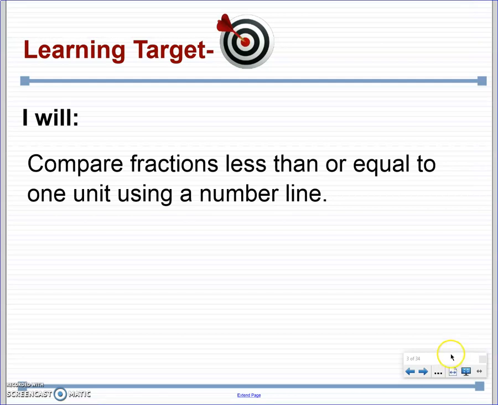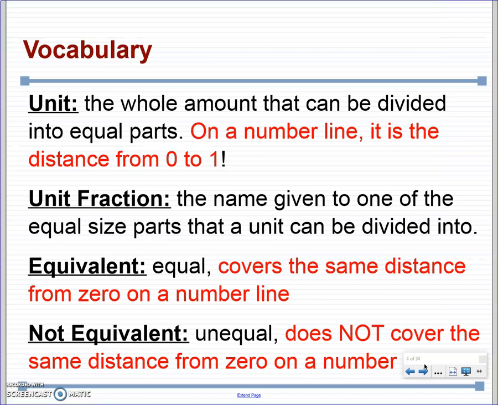Good morning, third grade. Our target for today is I will compare fractions less than or equal to 1 unit using a number line. We know that when we're talking about fractions, a unit means the whole, or the amount that we're dividing into equal-sized parts. On a number line, the unit is the distance from 0 to 1.